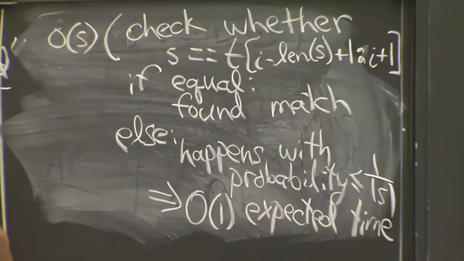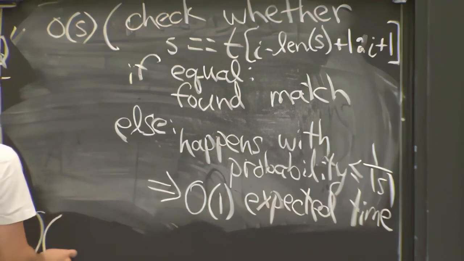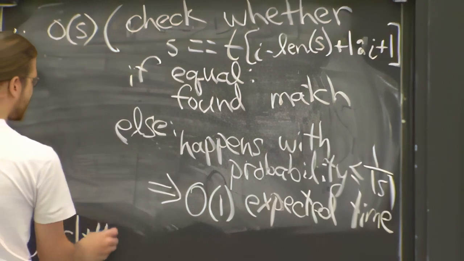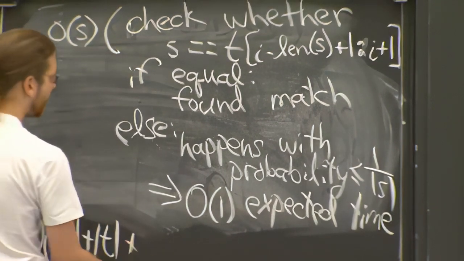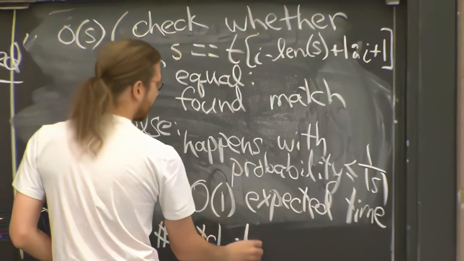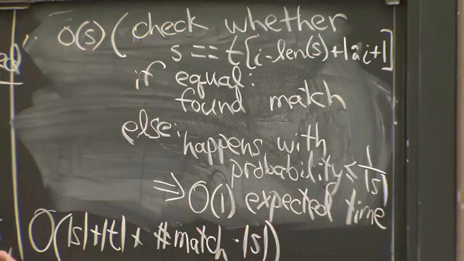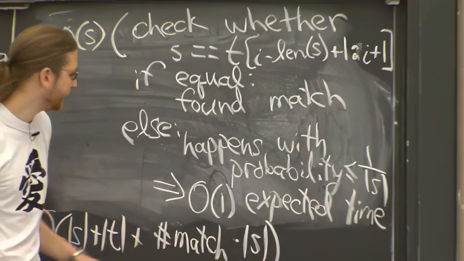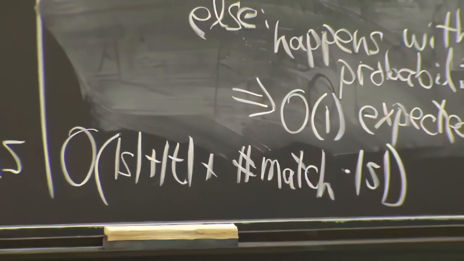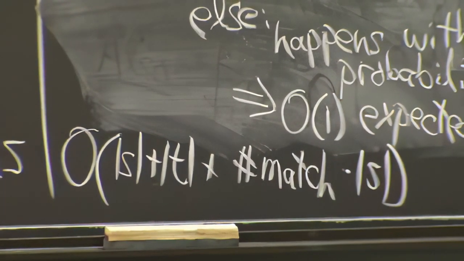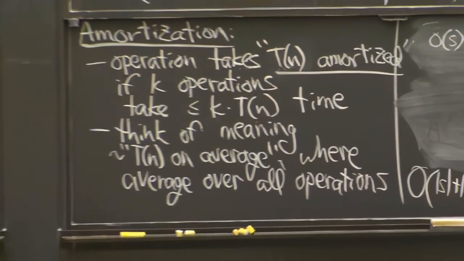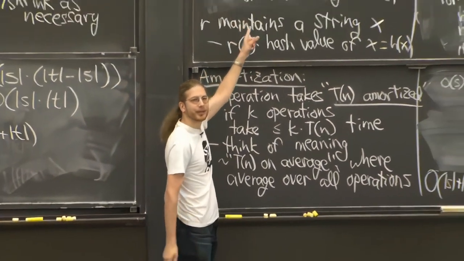In fact, the proper thing would be that you pay s plus t. Then you also pay, for each match that you want to report, length of s. I'm not sure whether you can get rid of that term. But in particular, if you just care about one match, this is linear time. That's pretty cool. There's one remaining question, though, which is how do you build this data structure?